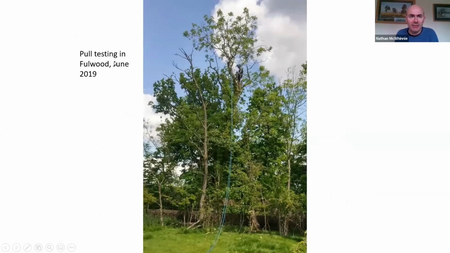This is something we did in 2019 that I was hoping to repeat in 2020, but due to coronavirus, we couldn't. We wanted to test how brittle these trees were. So we got one of those weight measures that you put on cranes and attached it to some rigging, and then pulled some branches out. It was very interesting.